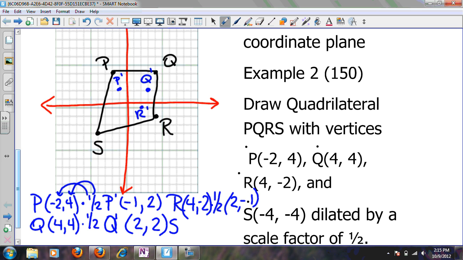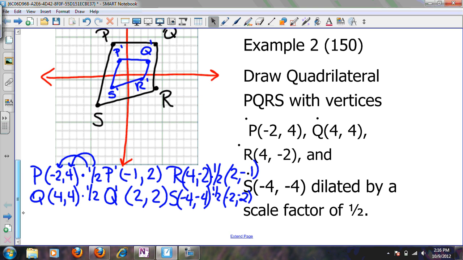Lastly, we have S. -4, -4 times 1/2. Half of -4 is -2. Half of -4, -2. So S prime is at -2, -2. You'll notice that the quadrilateral has dilated to a smaller amount because I multiplied it by 1/2, or I divided by 2.